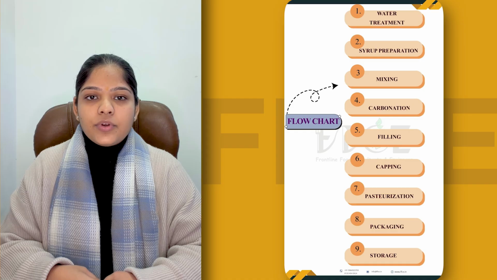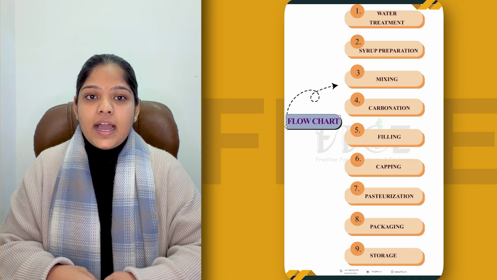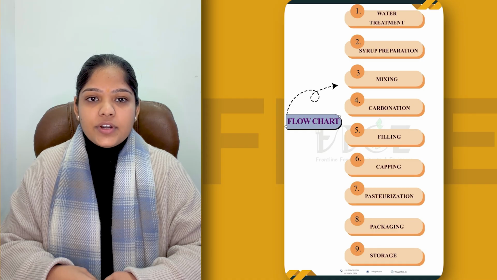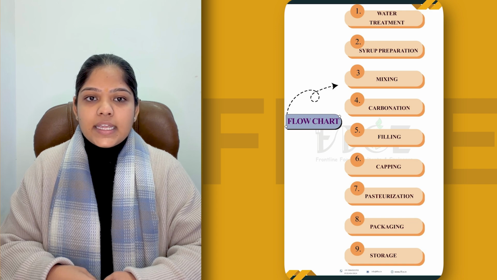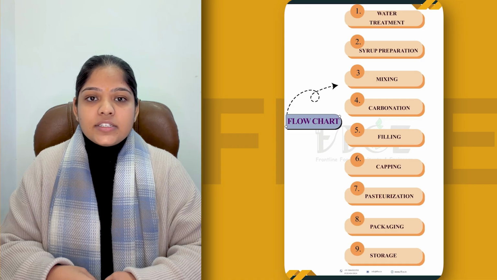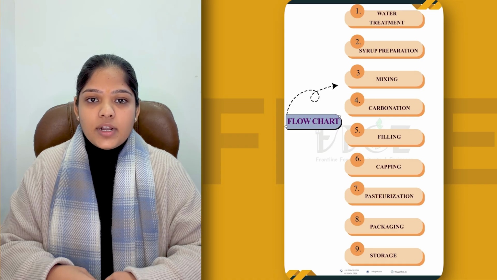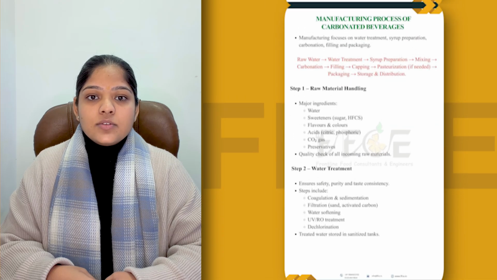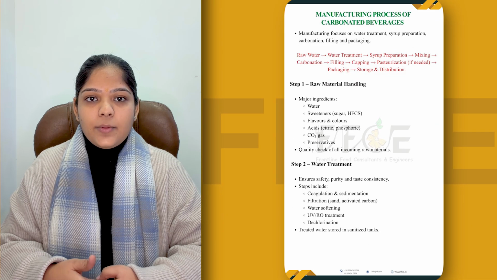So now we will discuss the manufacturing process of carbonated beverages. The production of carbonated beverages follows a systematic and highly controlled process. It begins with water treatment, followed by syrup preparation, mixing, carbonation, filling, capping, pasteurization if required, packaging, and storage. Each step is critical because even small deviations can affect taste, carbonation stability, and product safety. So now we'll discuss each step of carbonated beverage production.